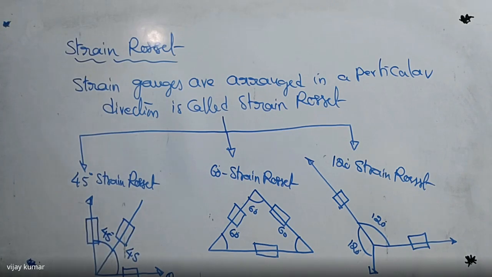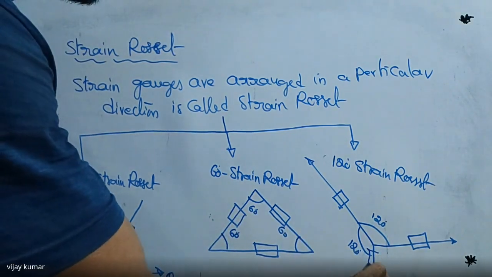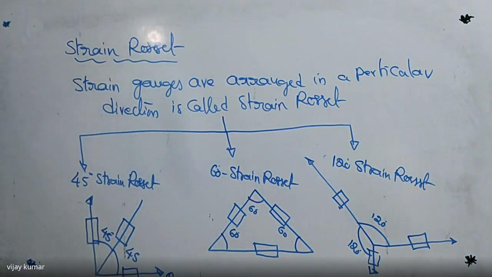So we can arrange the three gauges in three different ways. So that is named as a strain arrangement. So to find the strain in different directions, that is named as strain rosette. So rosette is nothing but we are going to arrange the gauges in a different manner. That is named as strain rosette.